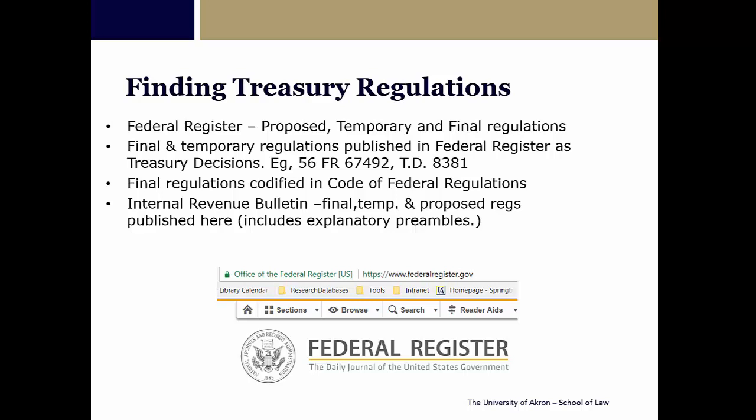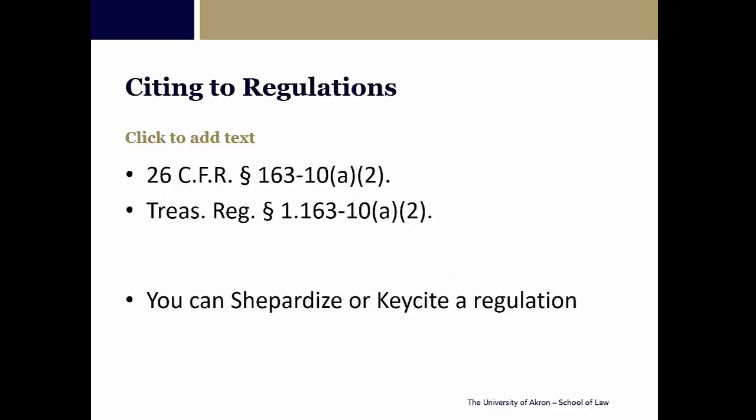So, of course, final regulations are codified in the Code of Federal Regulations, the CFR. And there's another publication which the IRS issues weekly. Of course, you recall the Federal Register comes out every day, but weekly there is something called the Internal Revenue Bulletin, and this contains final, temporary, and proposed regulations. Also, it includes, at least I believe for final and temporary regulations, explanatory preambles, which are not the law but can be helpful.